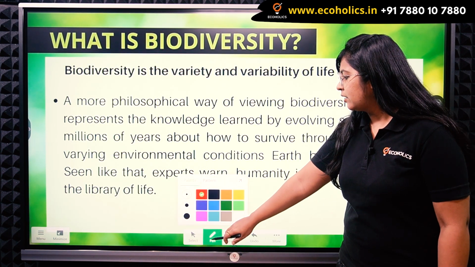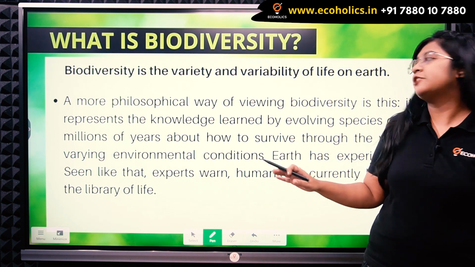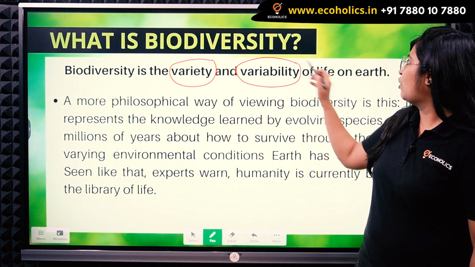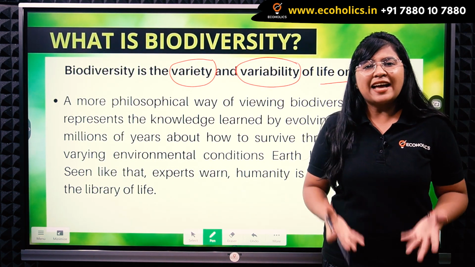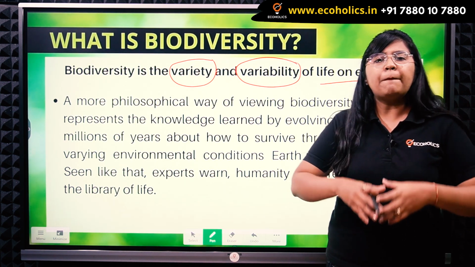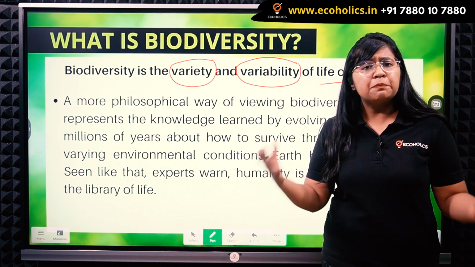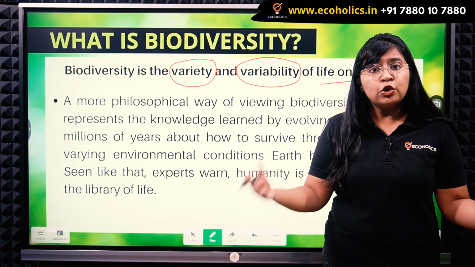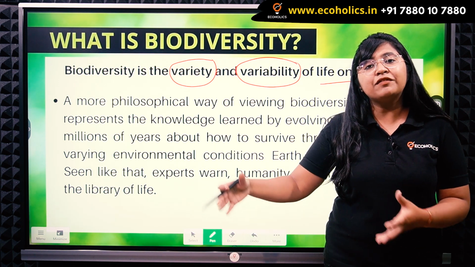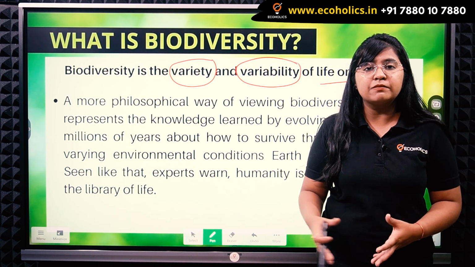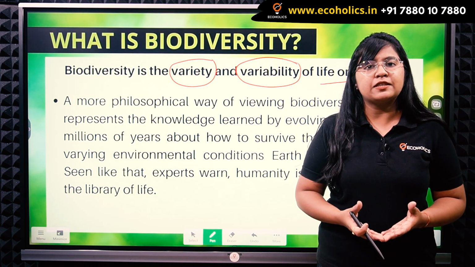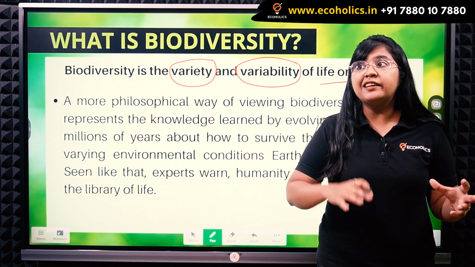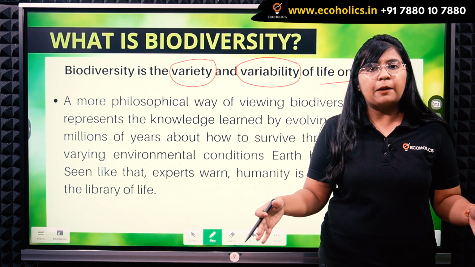Biodiversity is made up of some very interesting terms, which is variety and variability of life on Earth. So what exactly is biodiversity? When we talk about a plethora of organisms, species of plants, animals, birds, parasites, humans, all of these species or all of these organisms are a part of biodiversity. So biodiversity is the organic and inorganic diversity that exists on our planet.